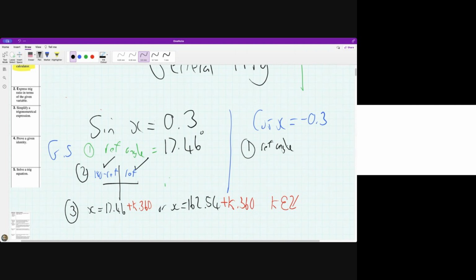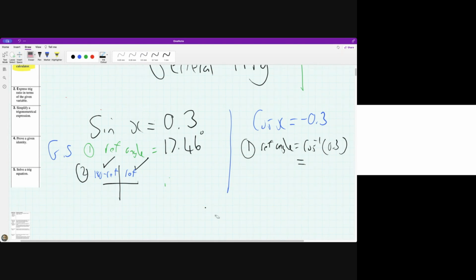So can you please tell me the reference angle that you get by going shift cos, or cos to the minus 1, and only use the 0.3. What do you get for your reference angle for the second trig equation? I'm just going to get rid of this first one because it's taking up a bit much space.